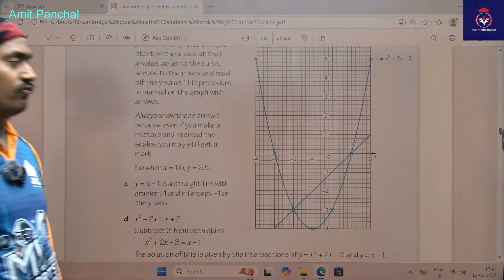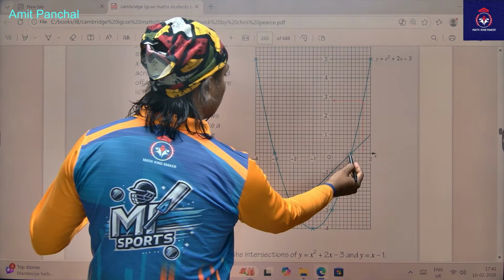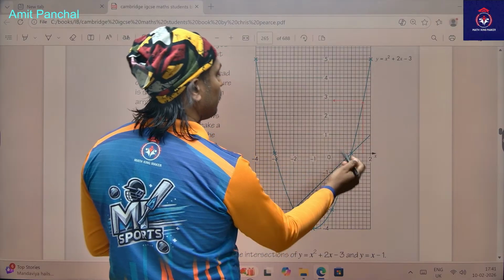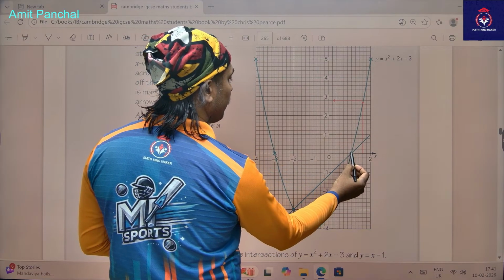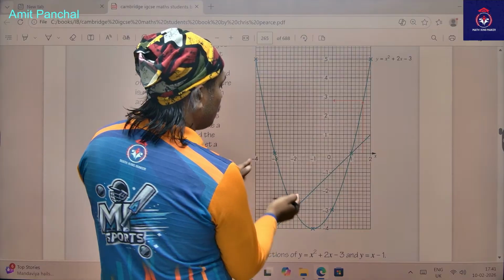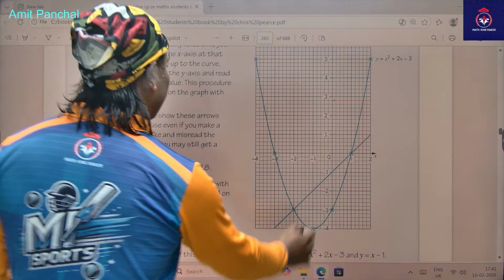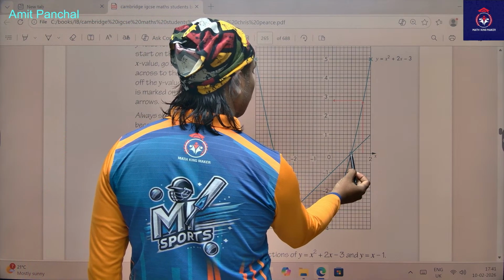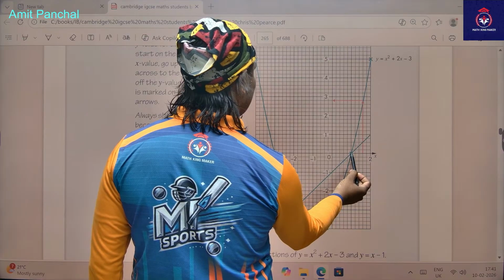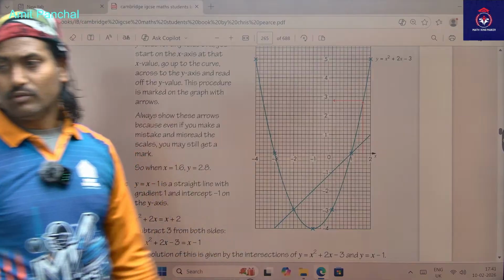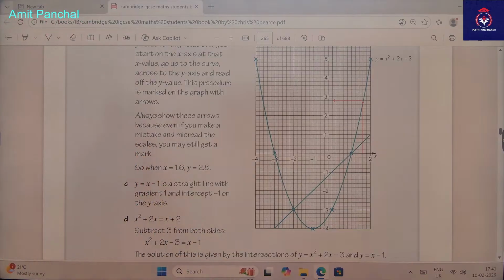Can you go to question B? See this one. It's your straight line you have drawn. It is cutting this parabola at 2 points. So these 2 points will be the solution. What is that? This is 1, 0. It is 1, 0. Just a moment here.